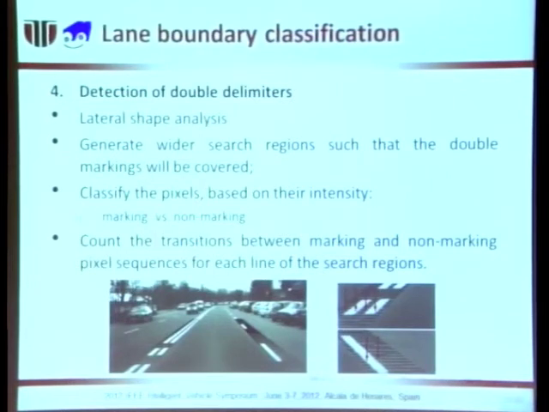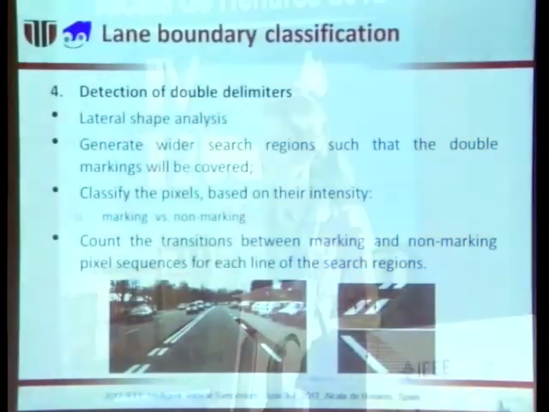We classify the pixels based on their intensity as marking, if the intensity is closer to the intensity of pixels already classified as marking region, or non-marking if the pixels have an intensity closer to pixels classified as asphalt region. We then count the transitions between the marking and the non-marking pixel sequences.